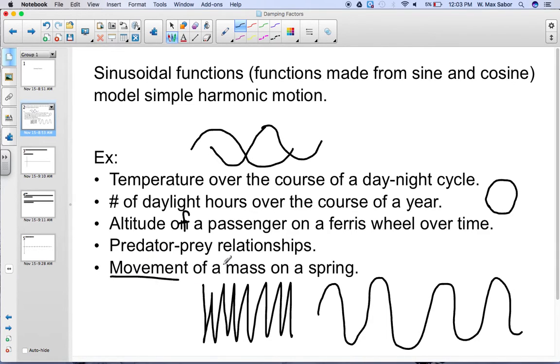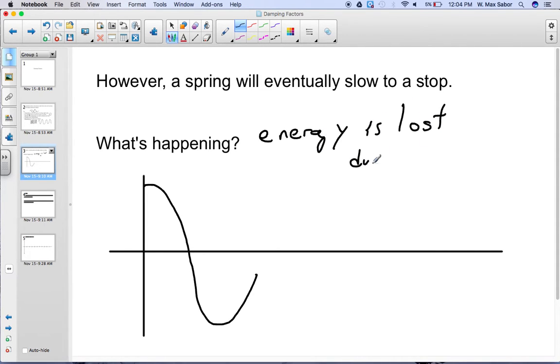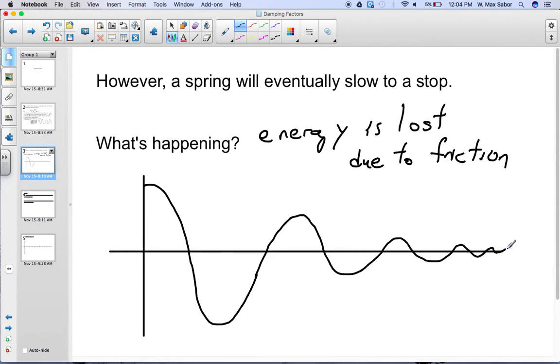But if we really think about movement of a mass on a spring, that doesn't usually happen that way. We usually have a spring that will slow to a stop. What's happening? Well, typically the spring will lose some energy, and the reason that it's lost is due to friction. So when it rebounds, it's not going all the way up to where it started. It's losing energy. It's getting closer and closer to equilibrium, and then eventually tapering off.